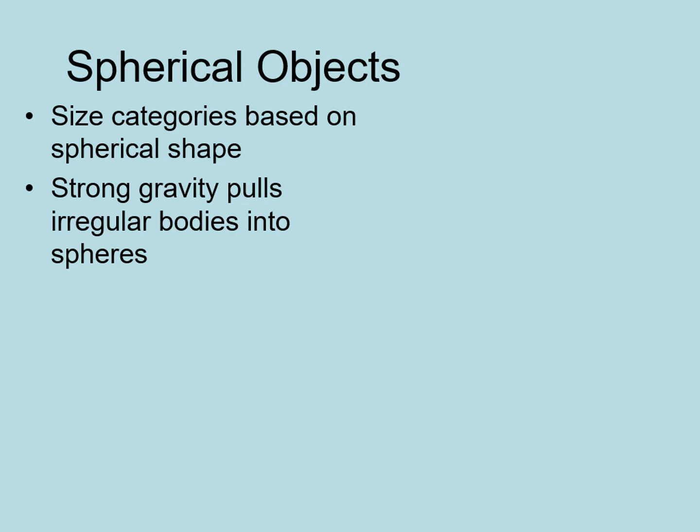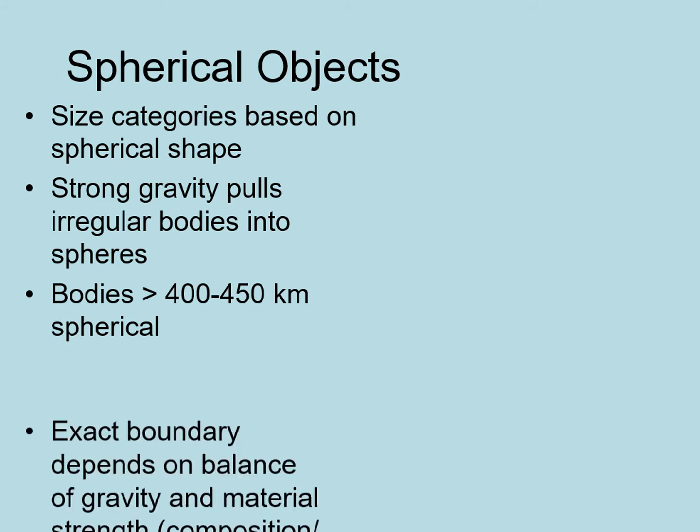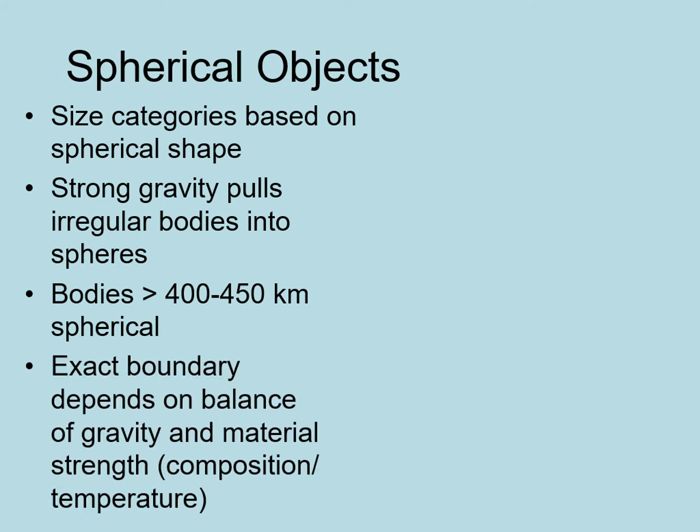However, making a body larger makes the gravity stronger without changing the strength of the materials it's made of. So no matter what an asteroid is made of, at some size, gravity takes over and makes it spherical. The boundary where this happens is typically around 400 to 450 kilometers diameter. The exact boundary depends on the details of the body's composition, temperature, etc. So it's a kind of gray area and will vary from object to object.